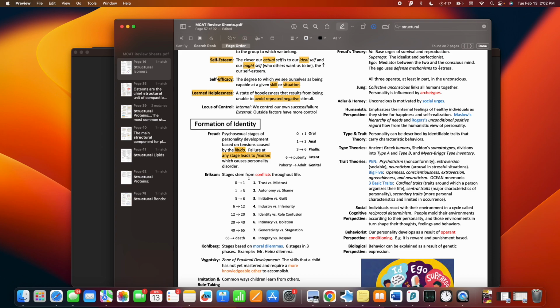Stages stem from conflicts throughout life. So these are about conflicts, right? And the Freud is about fixation. It causes personality disorder from the fixation at any stage. So 0 to 1 is oral, 1 to 3 is anal, 3 to 6 is phallic, 6 to puberty is latent, and puberty to adulthood is genital.